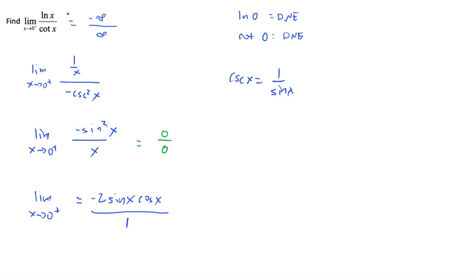So what happens when we plug the 0 in here? We get negative 2 times sine of 0, which is just 0, times cosine of 0, which is just 1. Anything times 0 is just equal to 0. And there we go. We have successfully found the limit using L'Hopital's rule. In this case, we got the indeterminate form infinity over infinity. We used L'Hopital's rule once, did a little bit of algebra, and got another indeterminate form, 0 over 0. So we were able to use it again, and finally we were able to get our result.